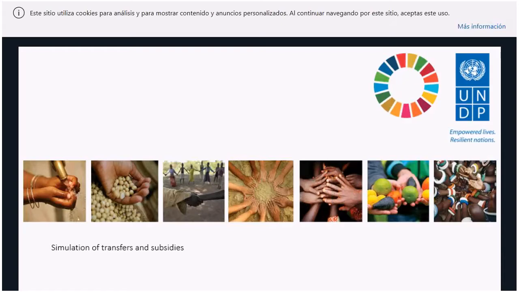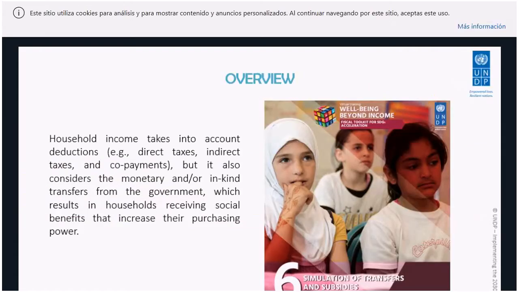As for today, I will focus on describing the rationale of the other side of the puzzle, the last piece of the puzzle, which is the social expenditure, social transfers, etc.